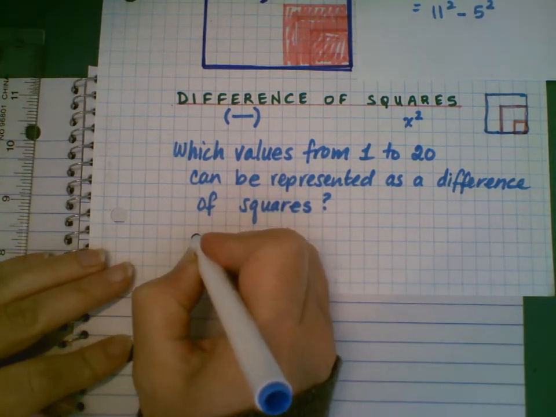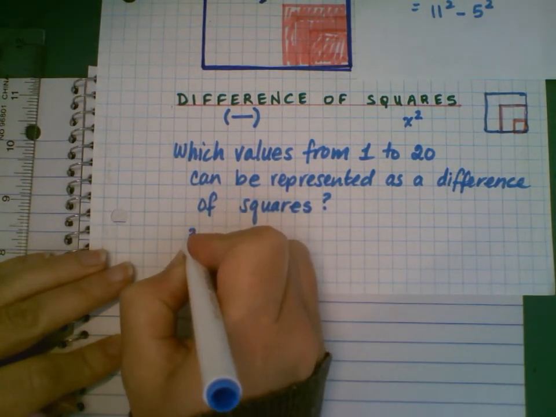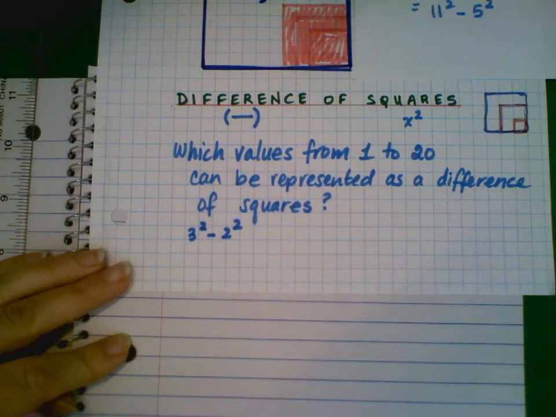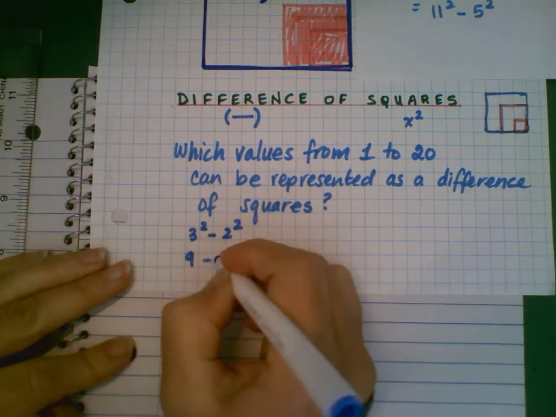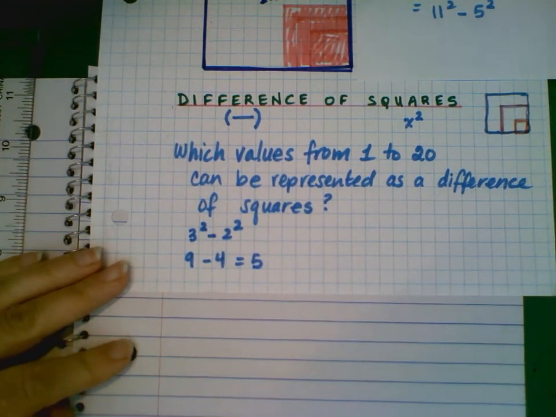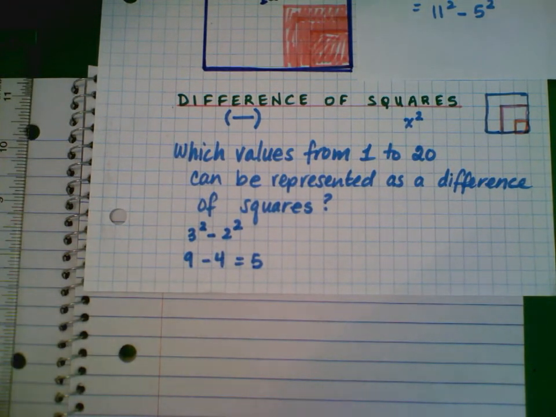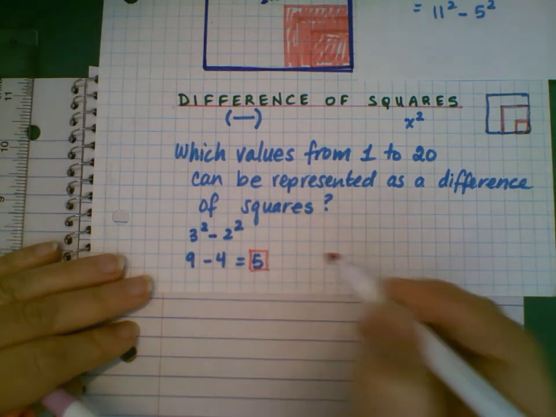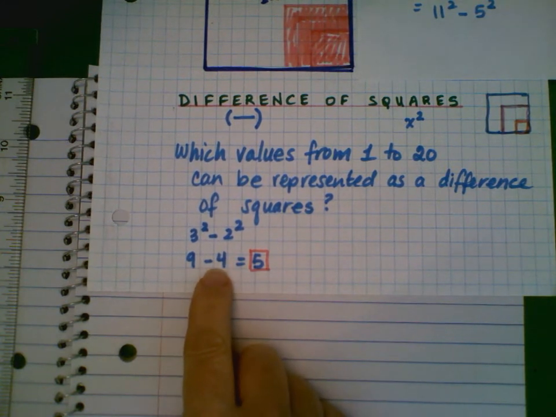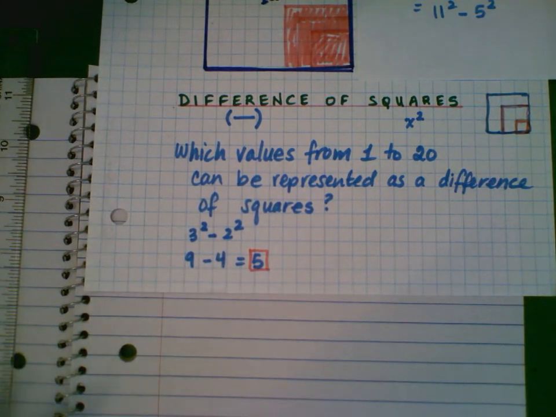So if I take 3 squared minus 2 squared, that's 9 minus 4 is 5. So that's one of my values between 1 and 20. What I suggest that you do to keep track of this as you're doing different trials is to make a list for yourself of the values from 1 to 20 and just cross them off as you figure them out, or write them with the difference of squares beside them so you can keep track.